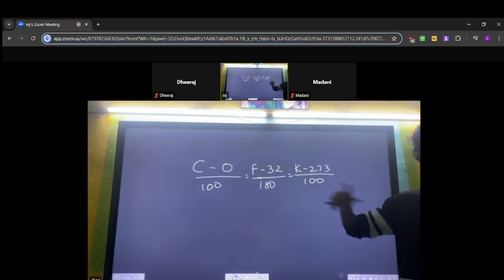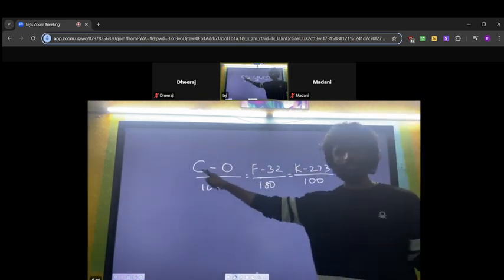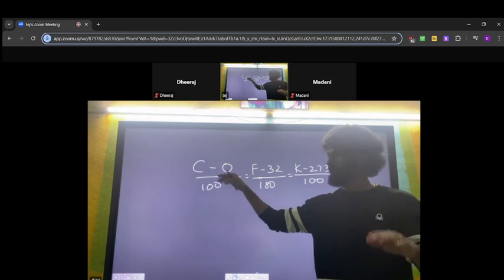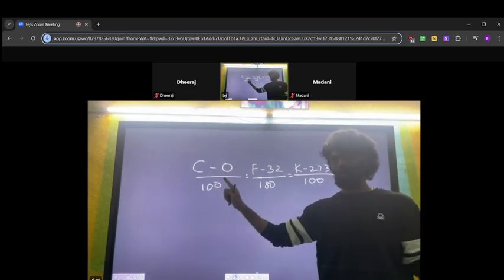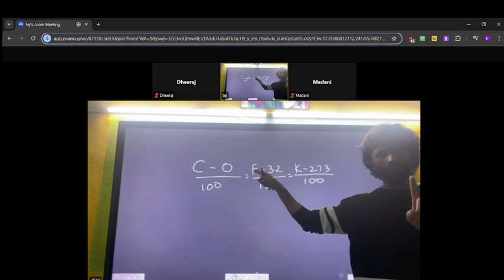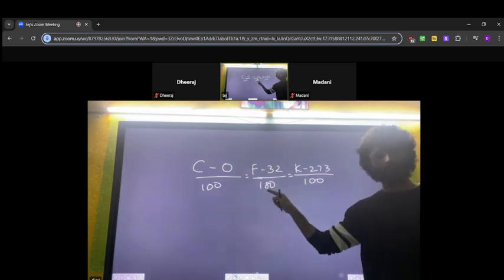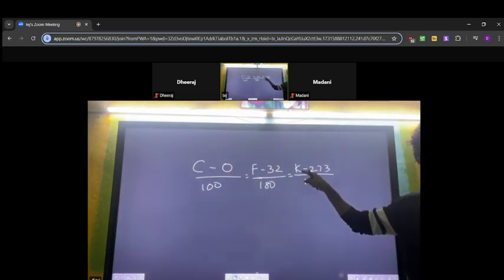Now, should you mug this up? No. Think over the logic. Celsius, letter is C, minus lower limit is 0, divided by the difference of the temperatures, 100 minus 0 gives you 100. Similarly, Fahrenheit, F, minus lower limit 32, divided by 180, the difference. Kelvin, K, minus lower limit 273, divided by 100.